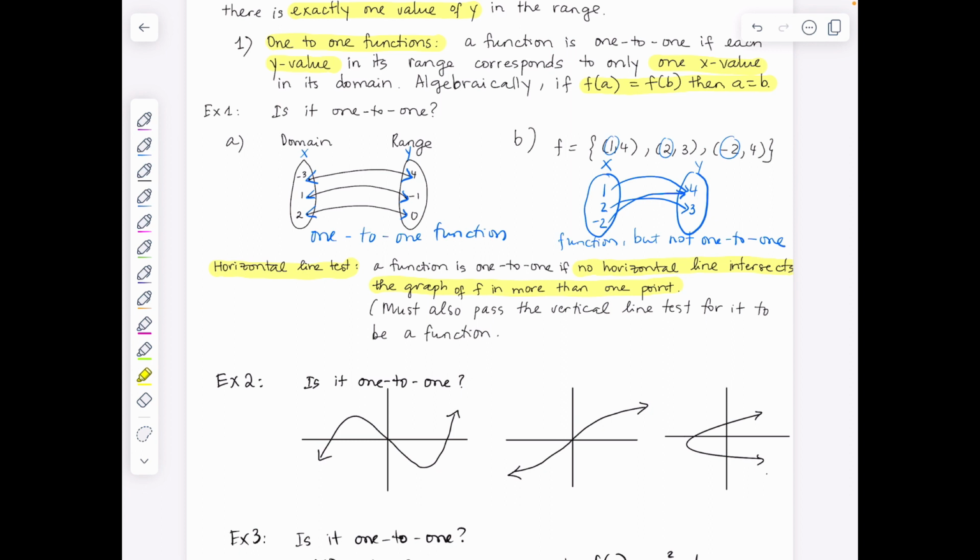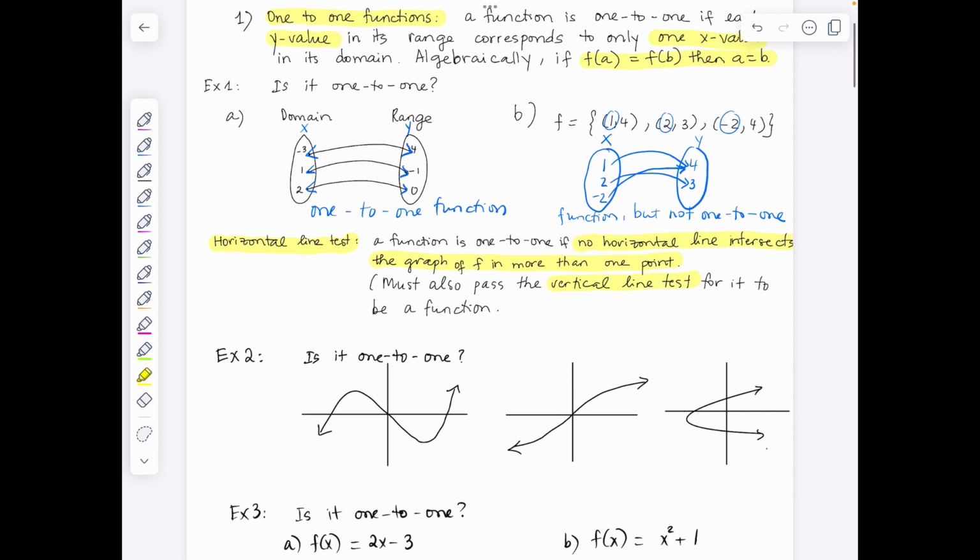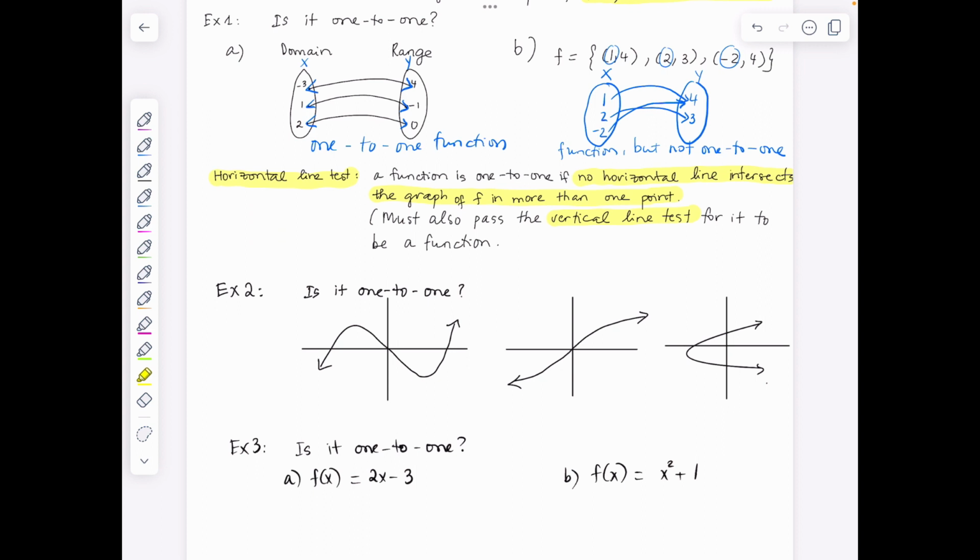The vertical line test was used to determine if something is a function, and then the horizontal line test will be used to determine if a function is one-to-one. So it has to pass both the vertical line test and the horizontal line test. All right, so let's look at example 2. Are these functions one-to-one? I mean, we have to make sure that they are functions as well.